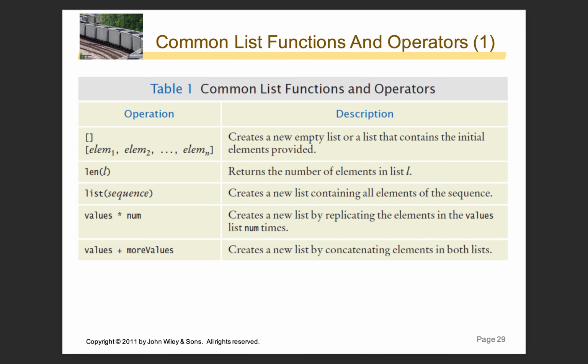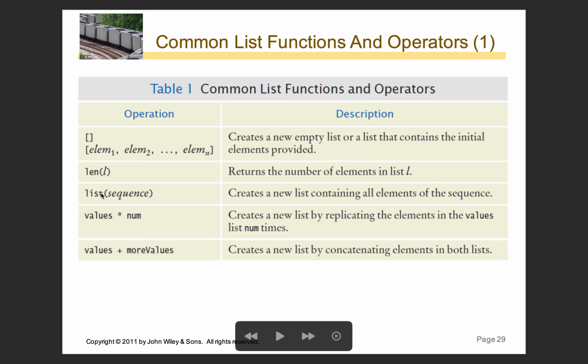So just to quickly recap the common list functions and operators that we've looked at so far, we have the square brackets operator, which is used to create a new either empty list, which is just square brackets with nothing in them, or a list containing initial elements. So open square bracket, element 1, comma, element 2, comma, dot dot dot, and eventually close square bracket. We looked at the len function, which takes a list and returns the number of elements in the list.